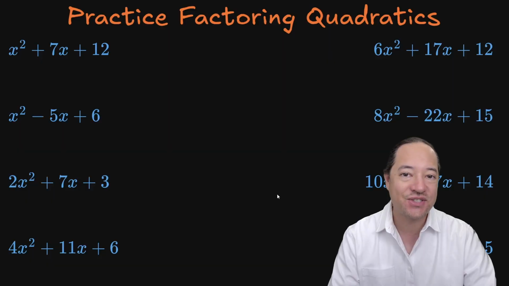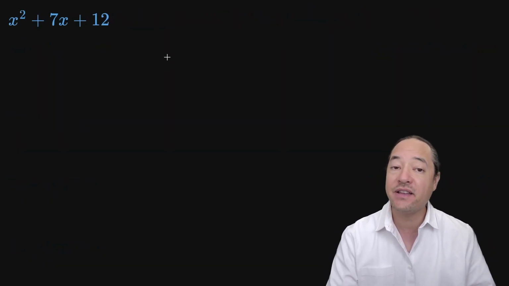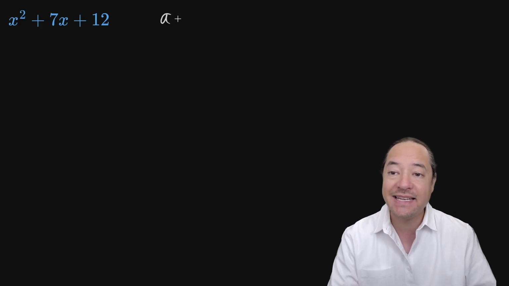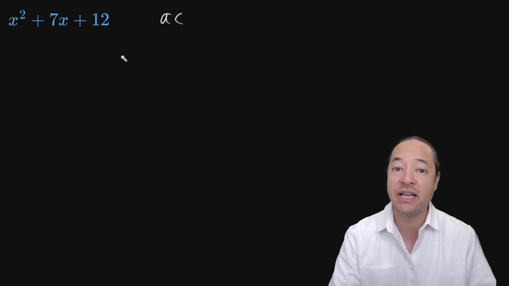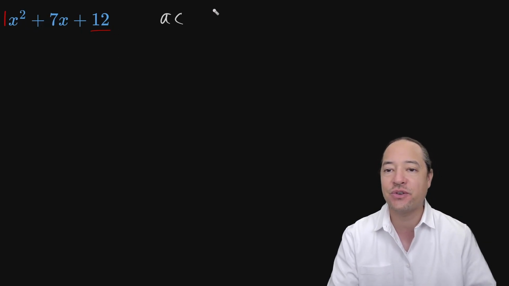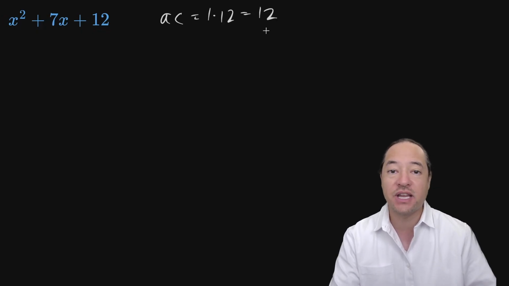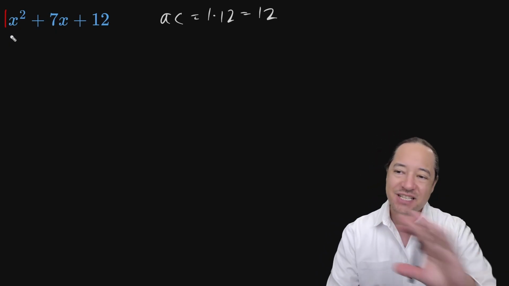All right, let's try them out. So this first one here, well, we can think about using what we call the AC method, right? So the AC method requires us to multiply the numbers here that we have for C and A, and A is going to be 1, right? And so in this case, it's just going to be equal to 1 times 12, which is just 12, okay? And so when our coefficient here is just the number 1, it's pretty easy.